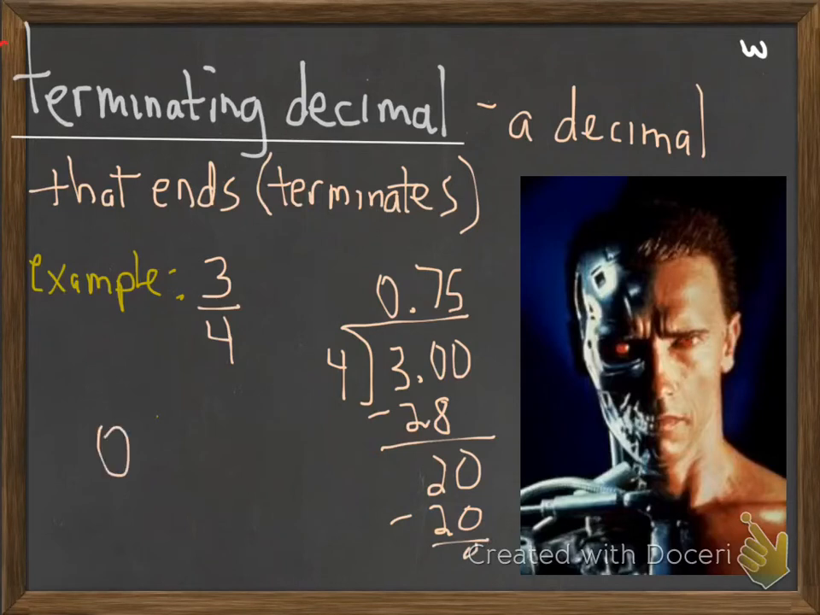So with a terminating decimal, that means it doesn't keep going on and on. It stopped, in this case, with the 5 in the hundredths place. So 0.75. Okay, the decimal ends, it terminates. Okay, make sure you pause and write that down if you haven't already.